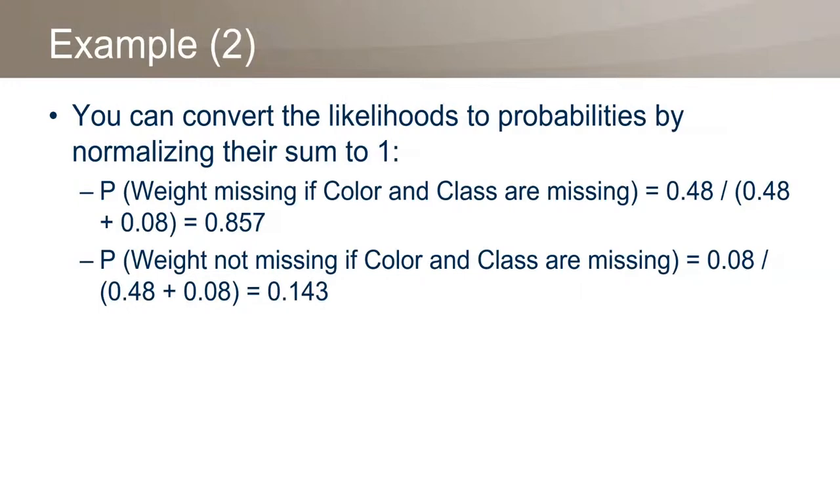And so I probably found a pattern: I should focus on color and class and hope that if they are not missing, weight would not be missing. But the point here is that I have shown the calculation. Now, of course, let me show you the example.